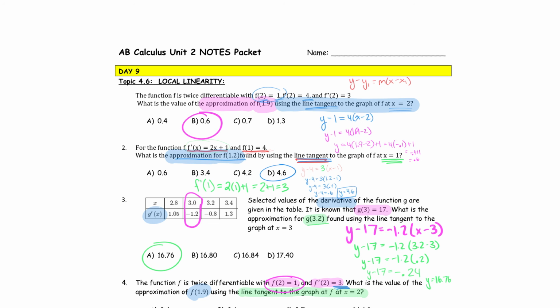So for the tangent line, we need the point and we need the slope. Then we use this tangent line to approximate another value. And so for that piece, we're just plugging in 1.9, and then we will simplify and get our y value. This last problem is actually the exact same as number 3, so you are all done.